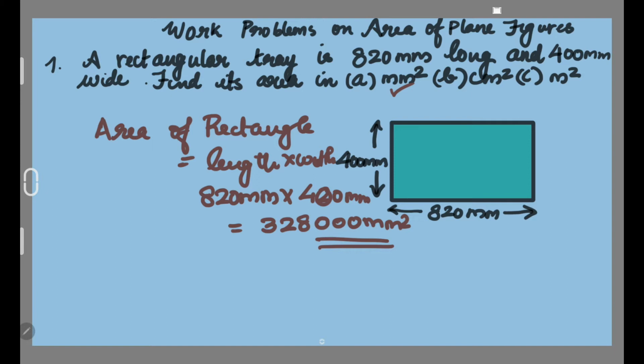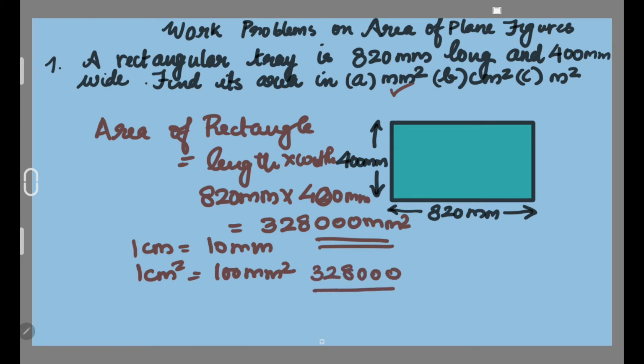Next one is in terms of centimeter square. We have to find the area of this rectangle in terms of centimeter square. So how to convert millimeter to centimeter? 1 centimeter is 10 millimeter. So what is 1 centimeter square? It is 10 into 10, that is 100 millimeter square. So to convert this area from millimeter square, you have to divide this value by 100 to get in terms of centimeter square. So 3280 centimeter square is the area of this rectangular tray.